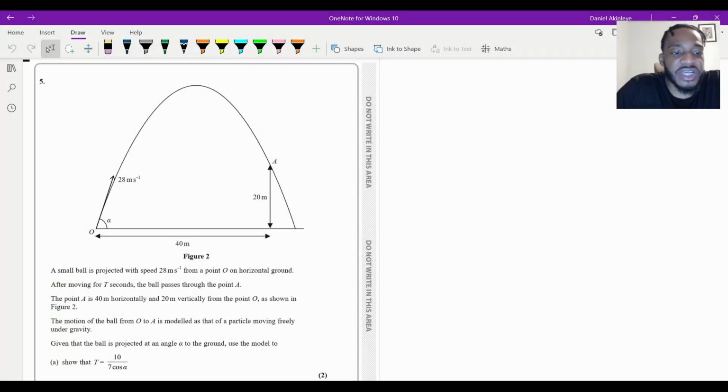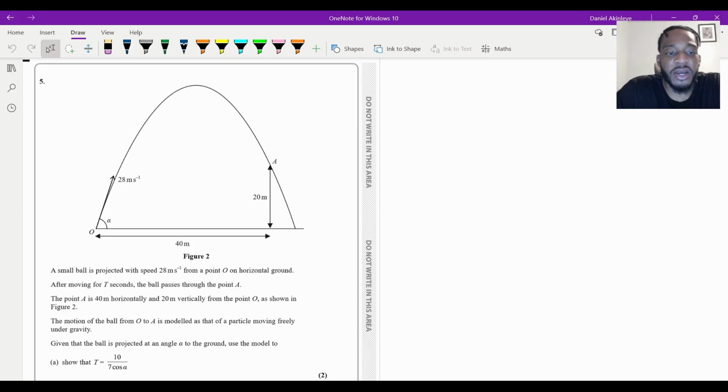Okay, so question 5 says a small ball is projected with speed 28 meters per second from a point O on horizontal ground. After moving t seconds, the ball passes through the point A. The point A is 40 meters horizontally and 20 meters vertically from the point O, as shown in figure 2. The motion of the ball from O to A is modeled as that of a particle moving freely under gravity. Given that the ball is projected at an angle alpha to the ground, use the model to show that capital T is equal to 10 over 7 cos alpha for 2 marks.